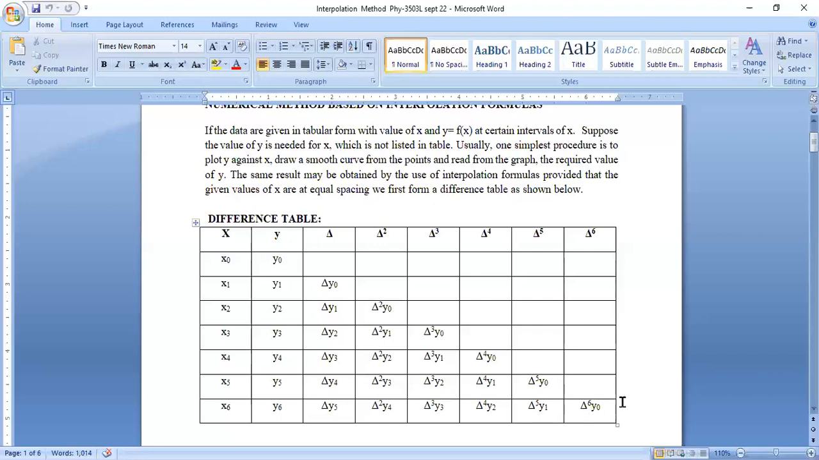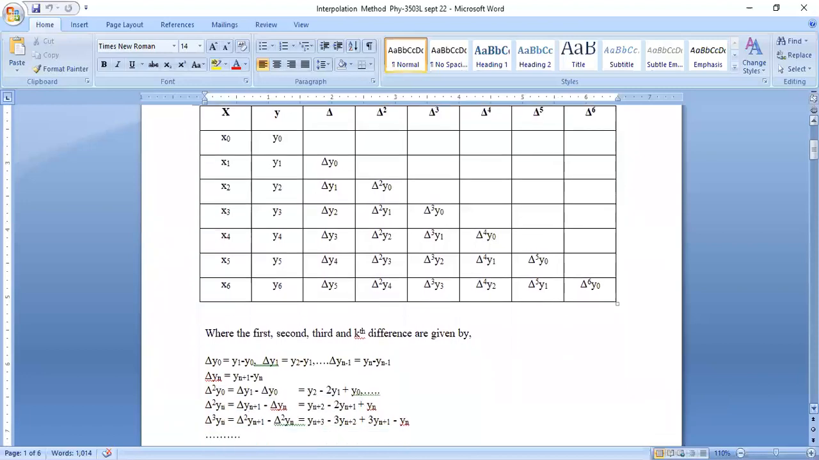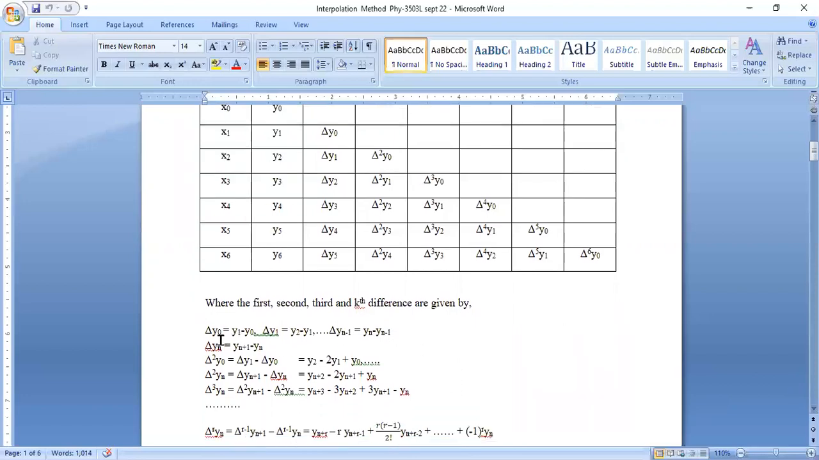So you have to prepare your difference table, and here I have mentioned the first order, second order, third order, and kth order difference. I write the general formula, which I have already mentioned. You see, I mentioned delta y0 is y1 minus y0, and similarly delta y1, I said y2 minus y1, and in the same way delta yn minus 1 is yn minus yn minus 1. This is a general formula.